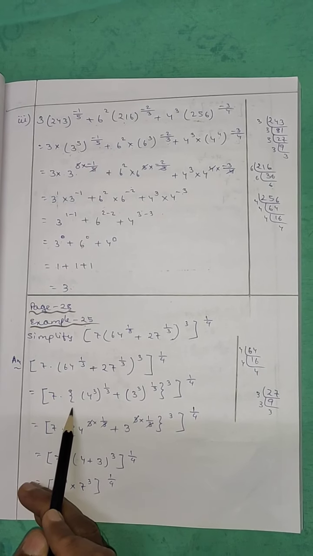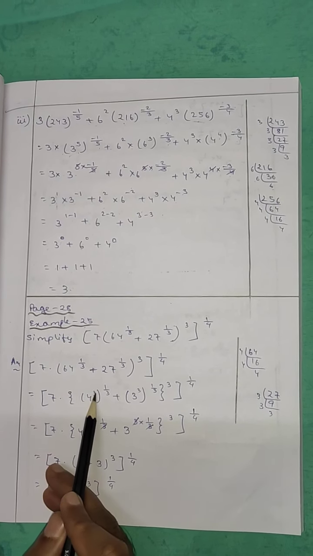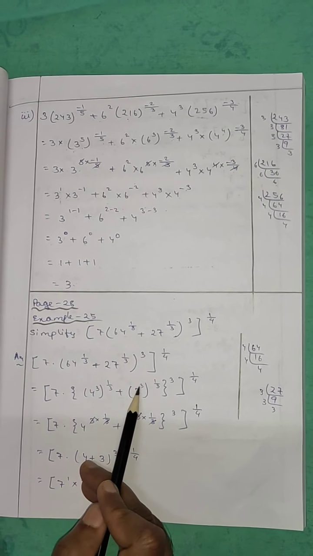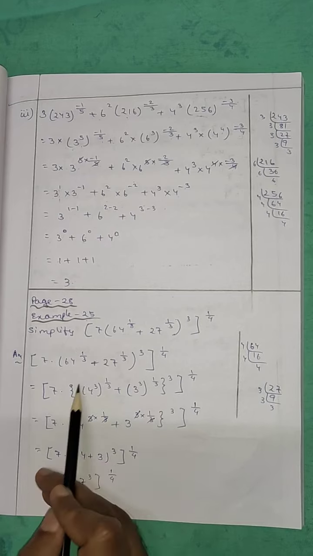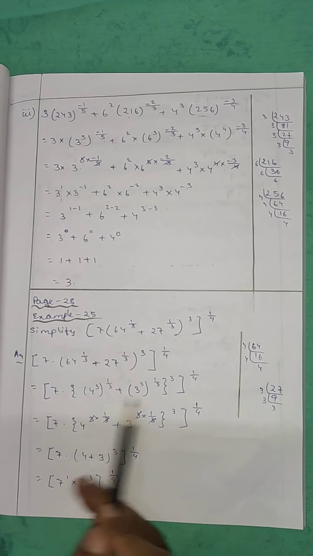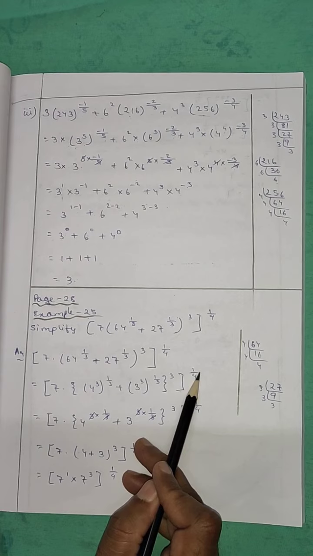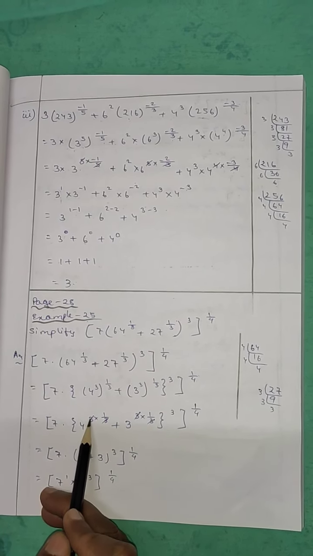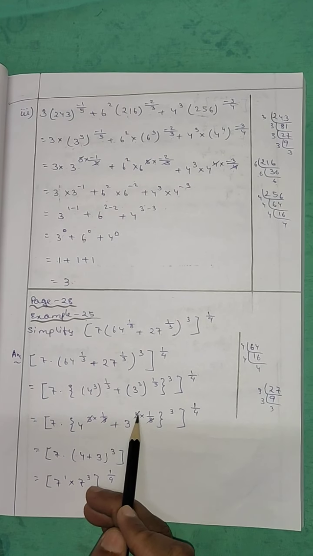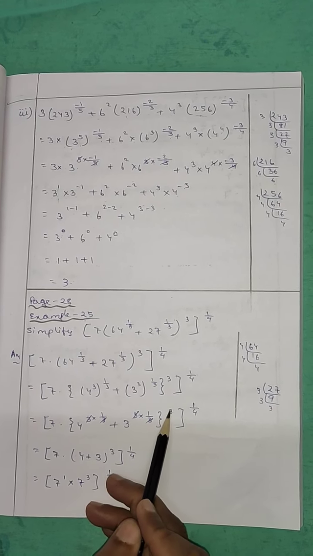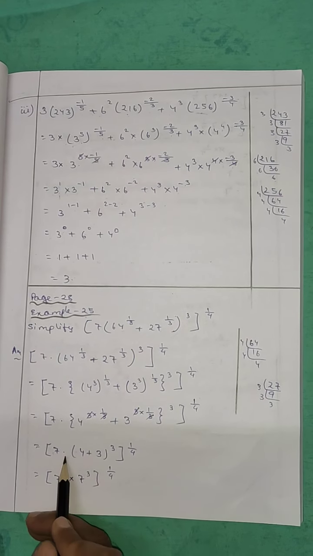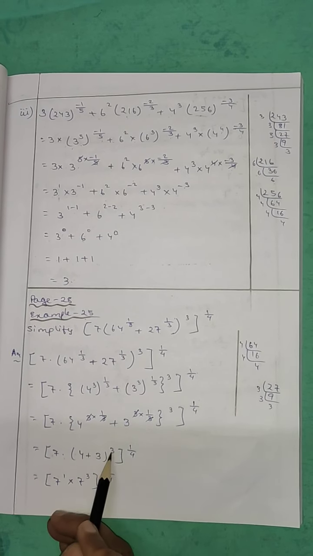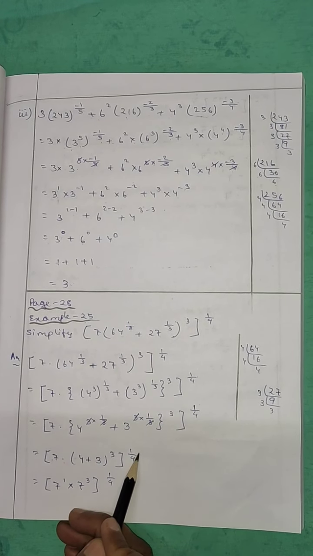7 into, use curly bracket, 64 is 4 to the power 3 whole to the power 1 by 3 plus 27 is 3 to the power 3 whole to the power 1 by 3. Curly bracket closed, power 3 is there and the full third bracket should be closed, whole to the power 1 by 4. 7 into curly bracket, here double power should be multiplied, 3 cut. Here also double power should be multiplied, 3 cut, whole to the power 3 to the power 1 by 4. So 7 into, here 4 to the power 1 is 4 plus 3 to the power 1 is 3, whole to the power 3, overall power 1 by 4.